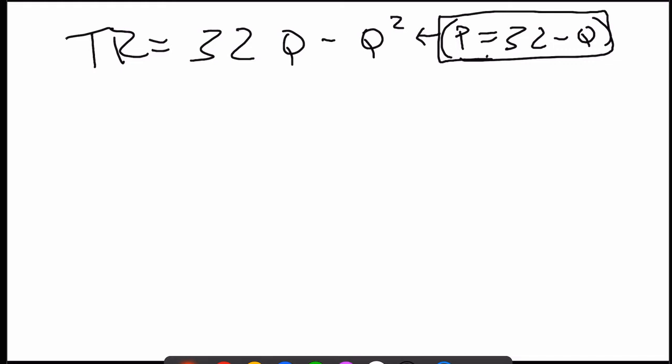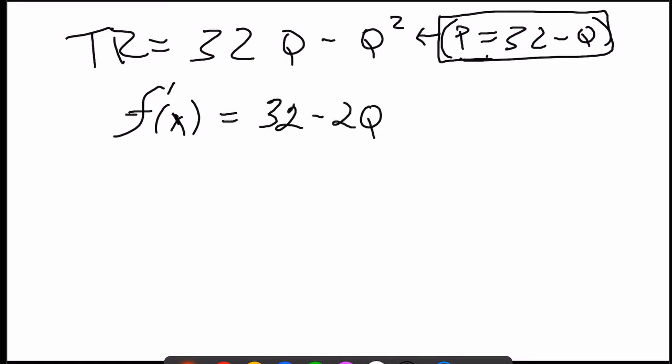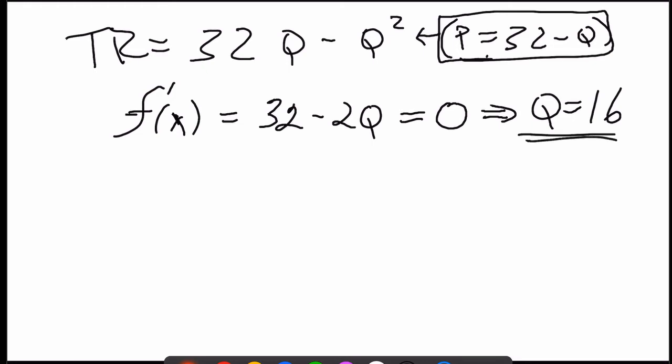Okay? So the first thing we do is find f prime x, or in this case f prime q, but f prime, first derivative. First derivative is 32 minus 2q. We set that equal to 0. That tells us that q equals 16. Okay? So that's the maximizing point, the optimizing point, actually. It might be a maximum, or it might actually be the minimum profit that we just found, or the minimum revenue. It's not, but it might be.